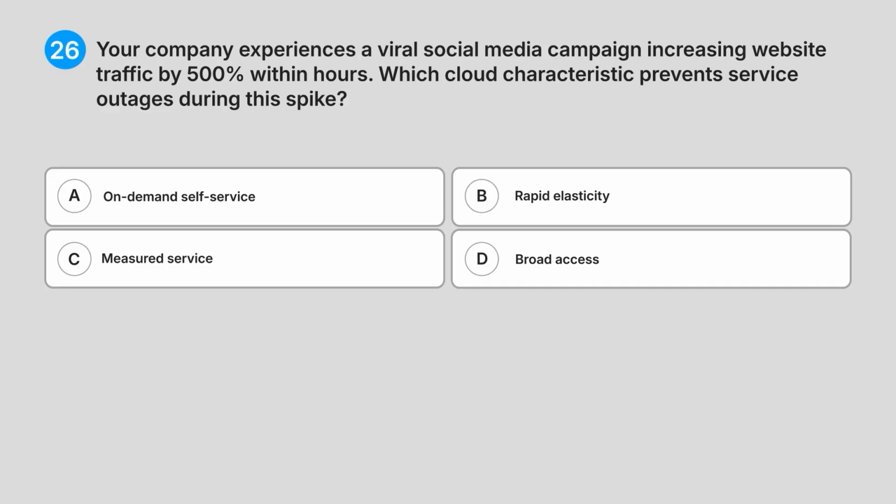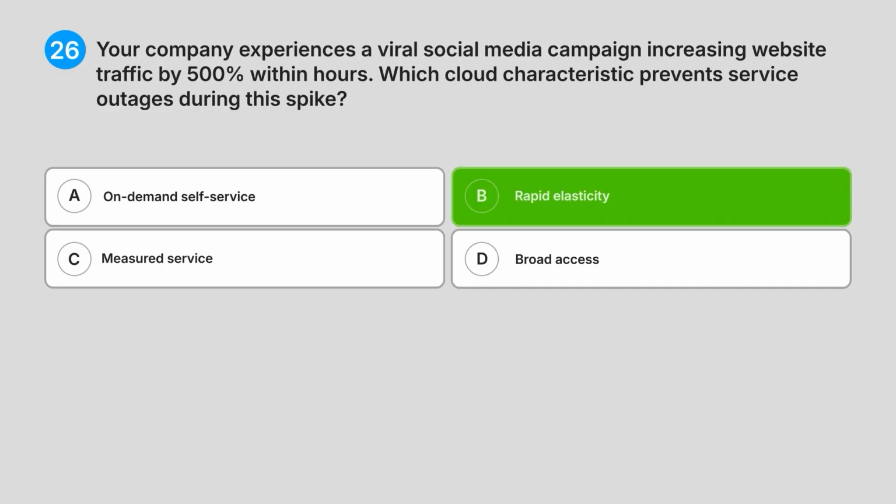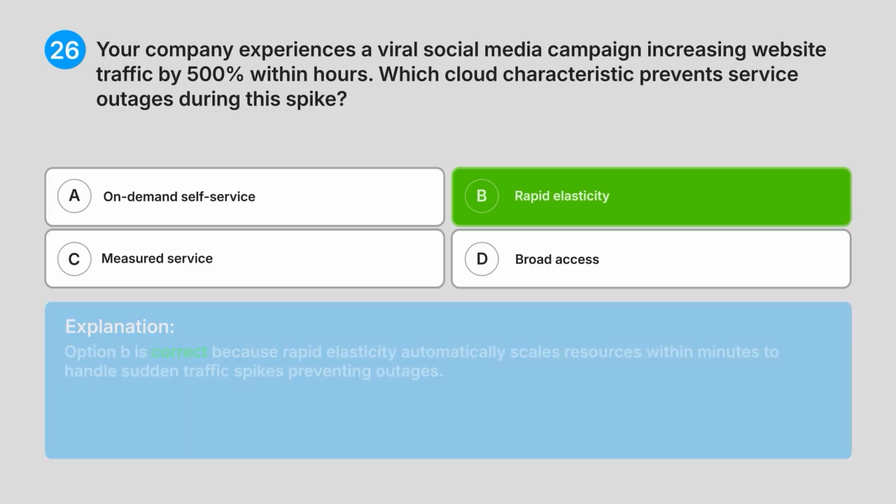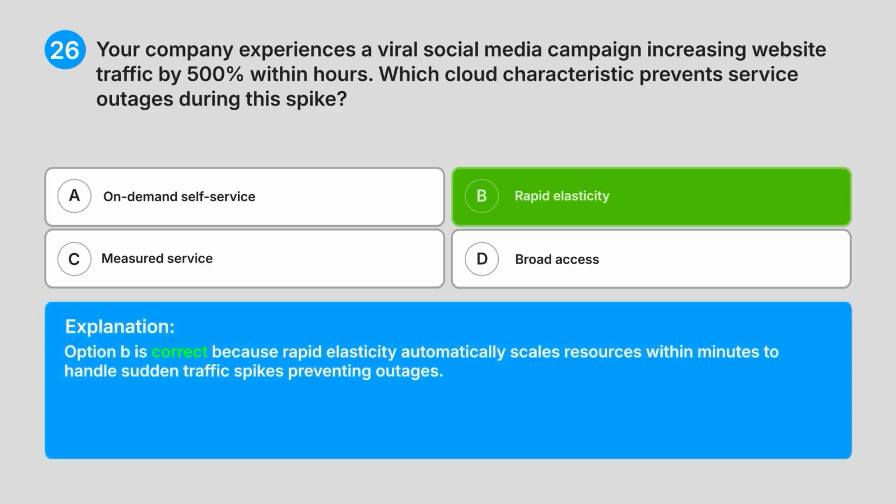Correct answer, B. Rapid elasticity. Explanation: option B is correct because rapid elasticity automatically scales resources within minutes to handle sudden traffic spikes, preventing outages.